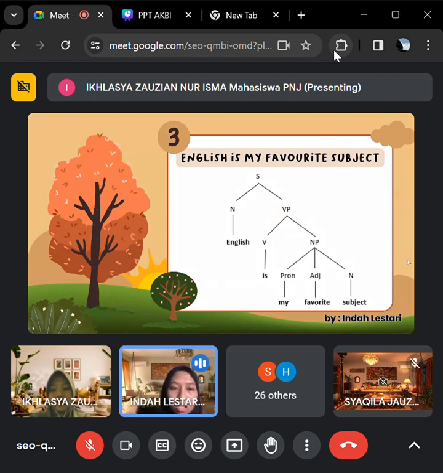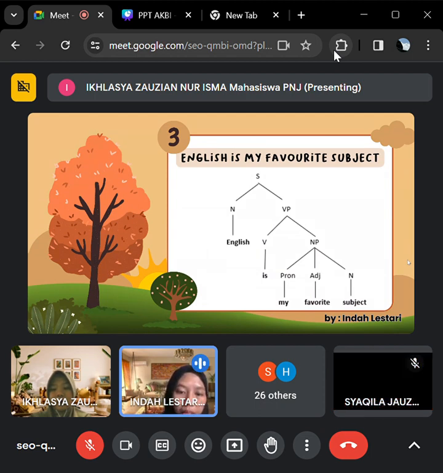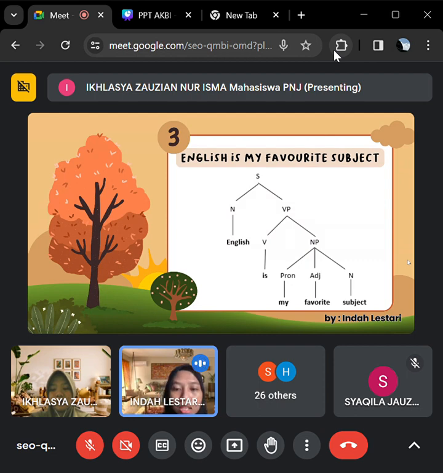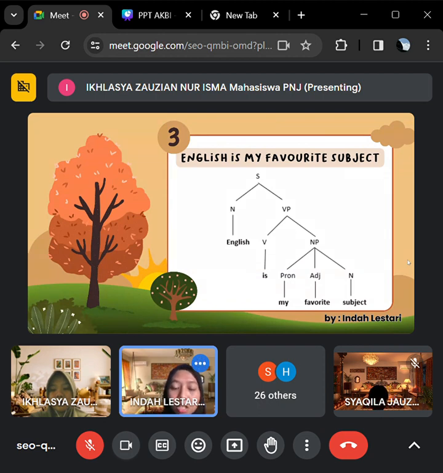The next sentence is: English is my favorite subject. English is a noun. Is is a verb. My is a pronoun. Favorite is an adjective. Subject is a noun. My favorite subject is a noun phrase. Is my favorite subject is a verb phrase. English is my favorite subject is a sentence.